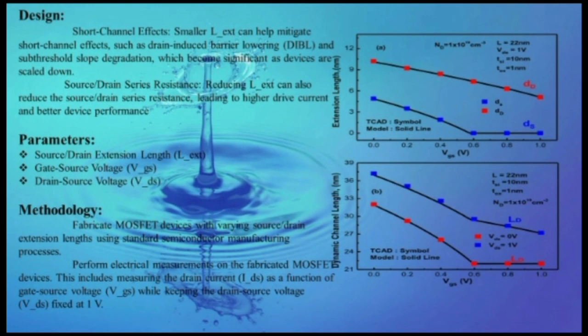The methodology is to fabricate MOSFET devices with varying source-drain extension length using a semiconductor fabrication process. Apply different gate voltages to each MOSFET device while keeping the drain-source voltage fixed at 1 volt. Measure the drain current for each device at different VGS values. Analyze the collected data to establish the relationship between L extension and VGS based on the drain current variation.